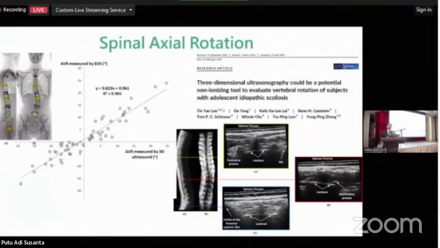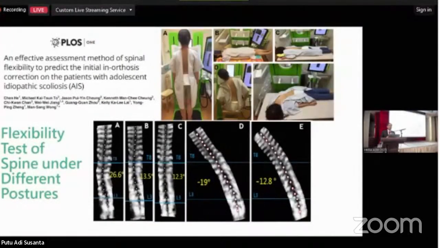And we can measure rotation as well, because in scoliosis, particularly severe scoliosis, the rotation is actually very large. And we can do the scanning in all postures, any posture. This is one of my colleagues working with braces. Before the brace design, they need to know the kids' flexibility, so this is an actual flexibility test under different postures.